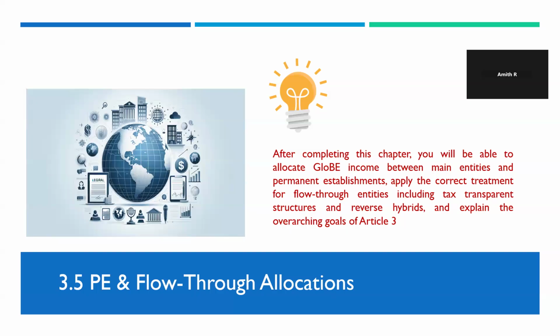We discussed that in 3.4, and 3.5 is about PE and flow through allocation. So, this is the last adjustment. The whole idea is that after completing this chapter, you will be able to allocate globe income between main entities and permanent establishments, apply the correct treatment for flow through entities, including tax transparent structures and reverse hybrids, and explain the overarching goals of Article 3. Now, basically, what do we mean here? What are we trying to achieve by this adjustment? Let's take a moment to understand PE and flow through allocations.